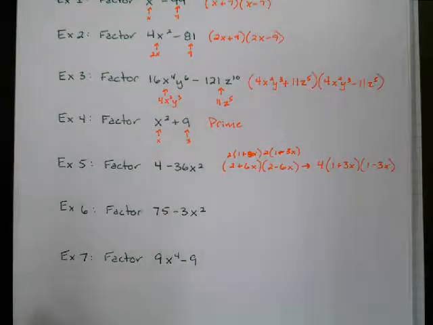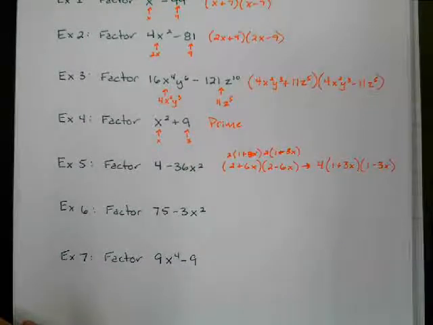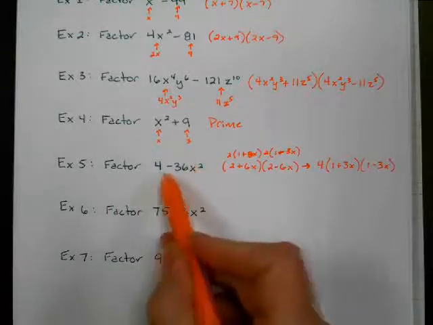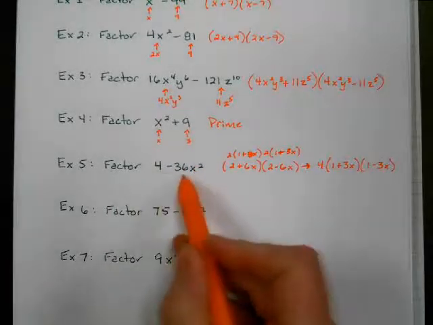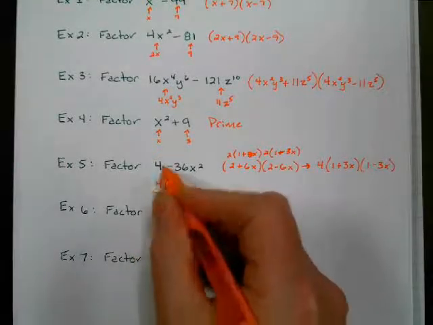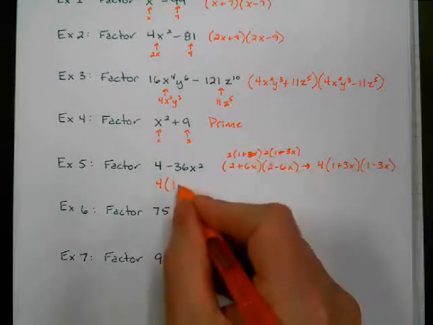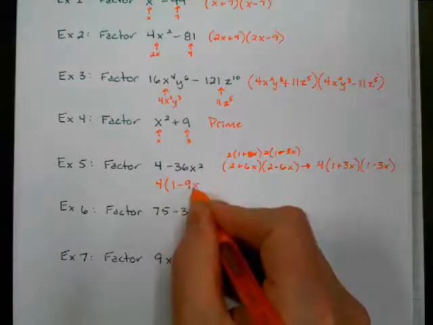What we should do on any problem is always look for the GCF first. That's the first thing that you always want to do. In this case, I do see that 4 goes into both of those. So let's factor out the GCF first. We'll take out a 4. 4 divided by 4 is 1. And negative 36x squared divided by 4 is negative 9x squared.